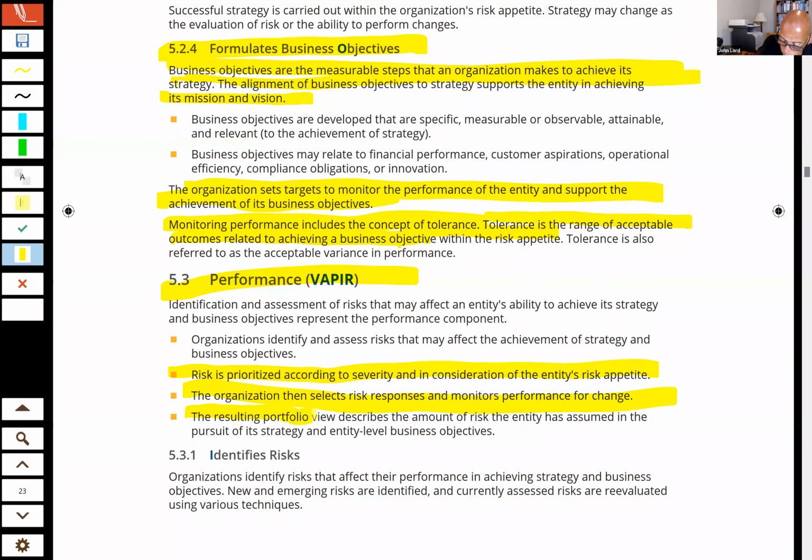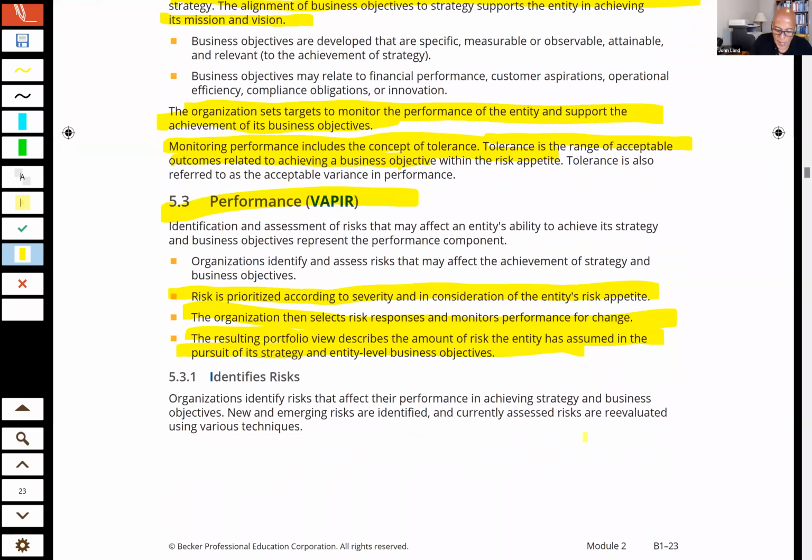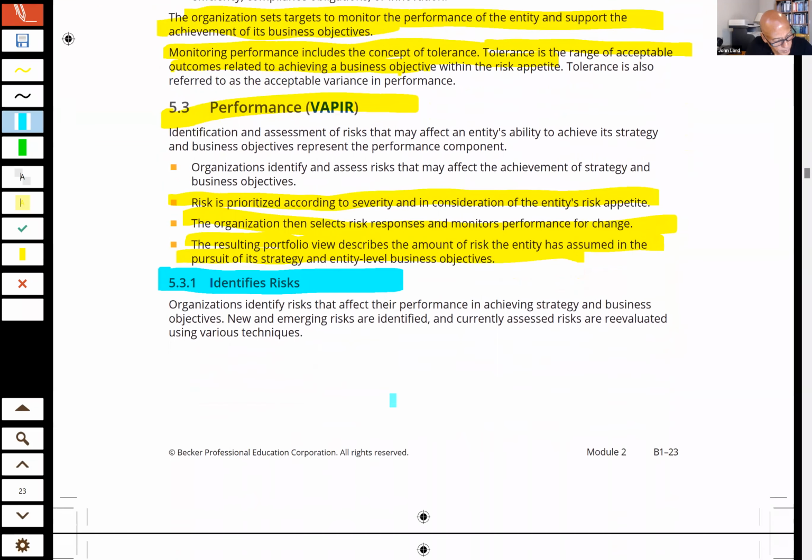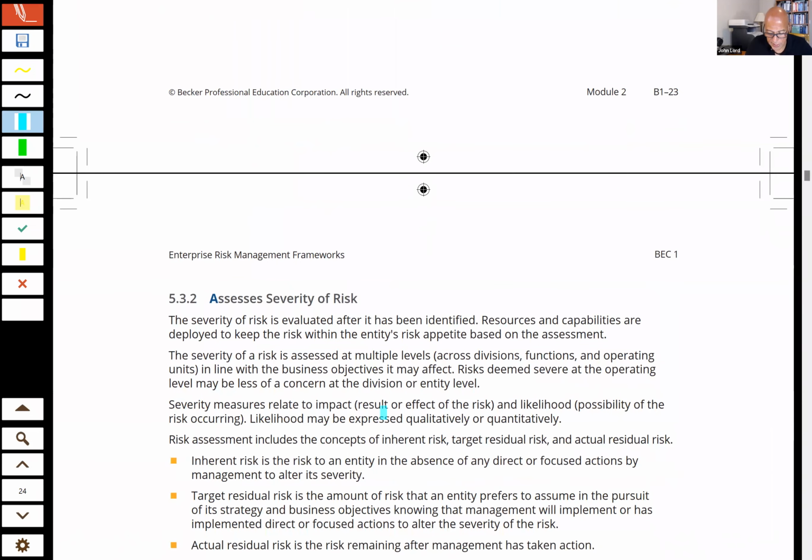The resulting portfolio view describes the amount of risk the entity has assumed in pursuit of its strategy and the entity's level of business objectives. So let's take a look at how we will identify risk, and then we're going to put some labels on those risks. Okay, so we come over and we assess the severity of the risk. Once the risk has been identified, resources and capabilities are developed to keep the risk within the entity's risk appetite based on the assessment.